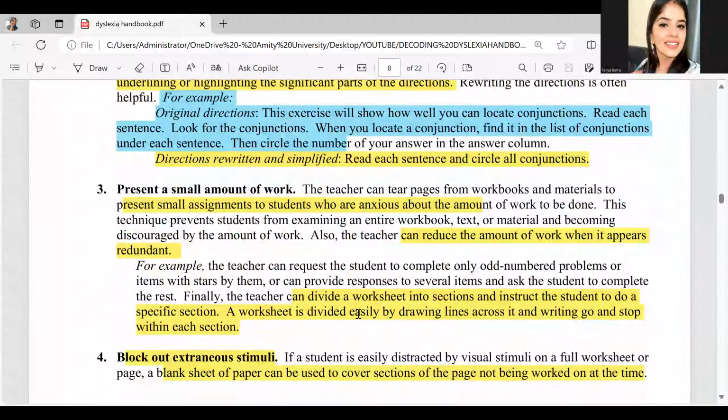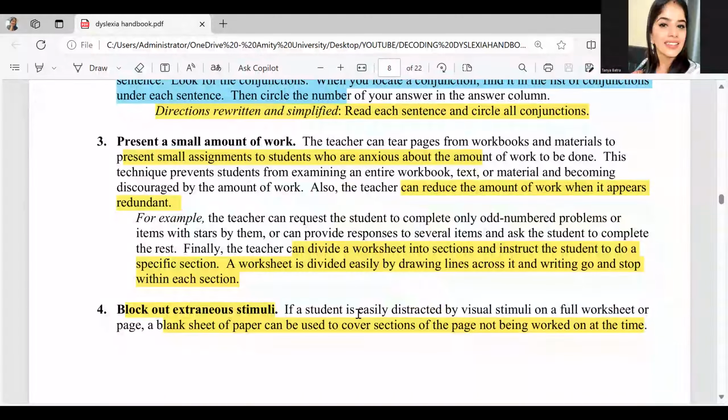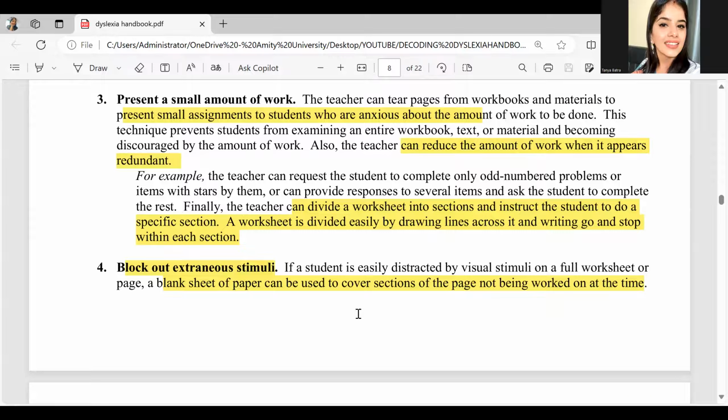Present a small amount of work. This is very important. If you are presenting so many assignments, a multiple number of questions in that one assignment, that is usually hectic because it's giving a visual stimulus to the child that there is so much work. At the initial level only, the child will start showing his demotivation: look, I'm not interested in doing the work. Okay, so present a small amount of work, small assignments, to students who are anxious about the amount of work. The teacher can reduce the amount of work when it appears to be redundant. Okay, divide the worksheet into sections.